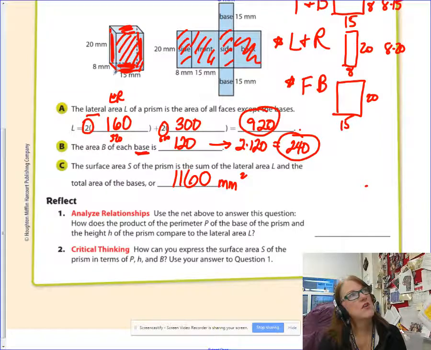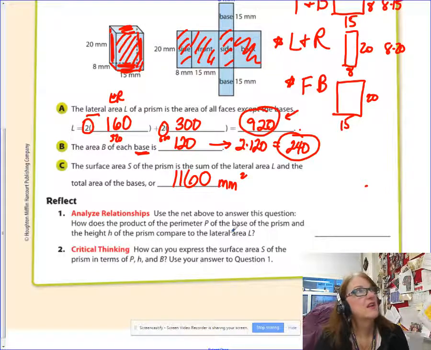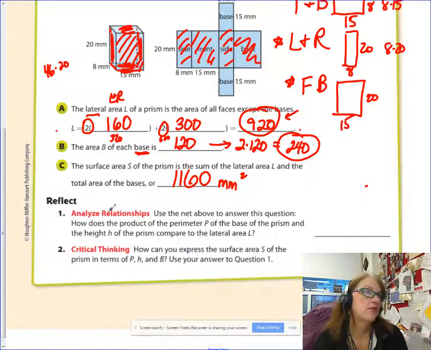What they want you to notice is that you could get this lateral number, the 920, all in one multiplication if you simply say, what's the perimeter of the bottom, and zoop up the sides, and that would give you the whole side. And frankly, if you want to use that as your method, knowing that's going to give you the left, right, and front and back rectangles, 8 plus 15 plus 8 plus 15, that's 46, times 20, the height, whoosh, that would give you your 920 altogether. Okay, so I guess now we've answered this one.